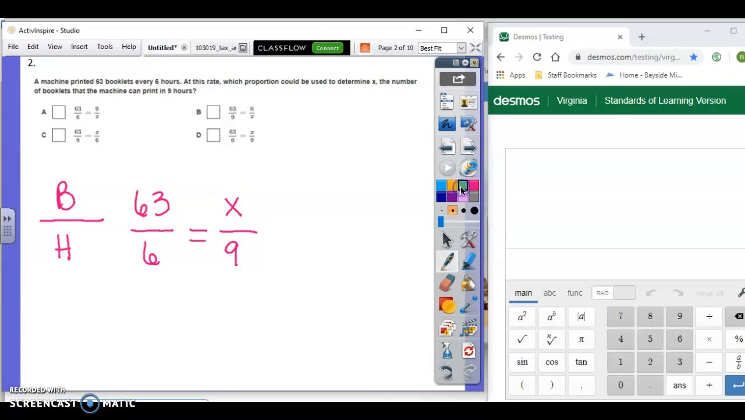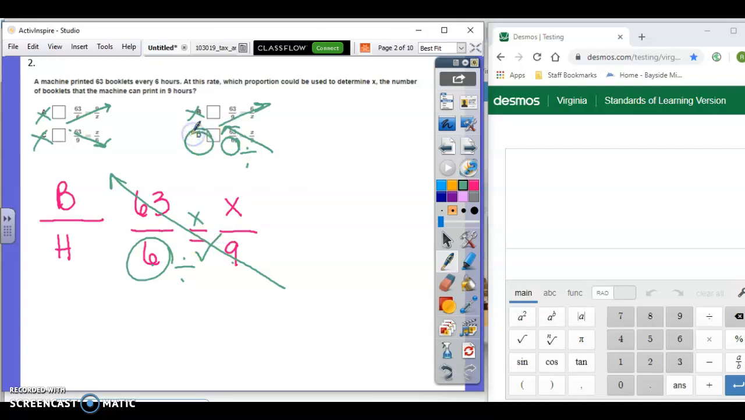So now what we're going to do is cross multiply. So we're going to multiply the numbers that are across from each other and divide by the number that's left. So the way I have my kids think about this is, okay, 63 times 9, and then I'm going to divide by 6. So when I look at this one, 6 times 9, nope, that's not what we wanted to do. We wanted to multiply 63 times 9. This has 63 times 6, that's not it. 9 times 6, nope. This one says 63 times 9 divided by 6, which is exactly what we wanted to do. So the answer choice would be D.